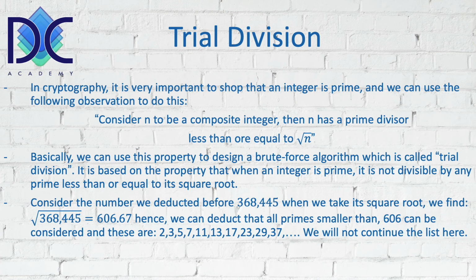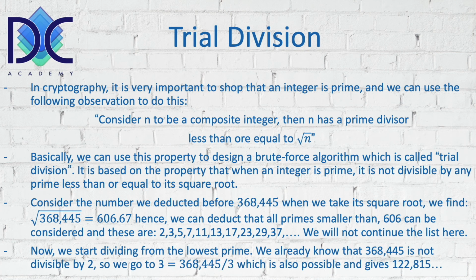Now, when we look at the number we considered before, we can take the square root of it, and we find that the square root of 368,445 is equal to 606, almost 607. So we can say that the primes have to be smaller than 606, and we can consider the list 2, 3, 5, 7, and so on. So we can continue that list until we come close to 606. 606 itself is not a prime, but there will be a closer prime that we can consider.